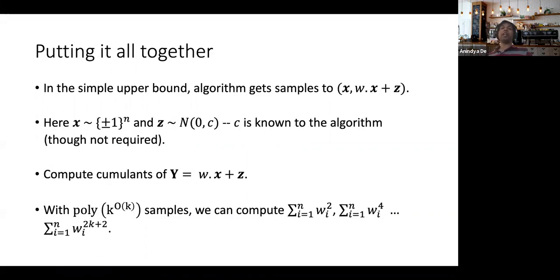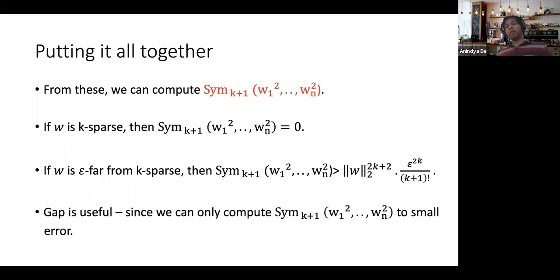So putting everything together, what we did was we get samples of the form w dot x plus z, where z is drawn from a normal distribution. I compute the cumulants. From that, I compute the power sum symmetric polynomials. From that, I compute the elementary symmetric polynomials in w1 square to wn square. I look at the value of the elementary symmetric polynomial of degree k plus 1. If it's large, I say, great, w is not k-sparse. If it's very close to 0, I say, w is k-sparse.